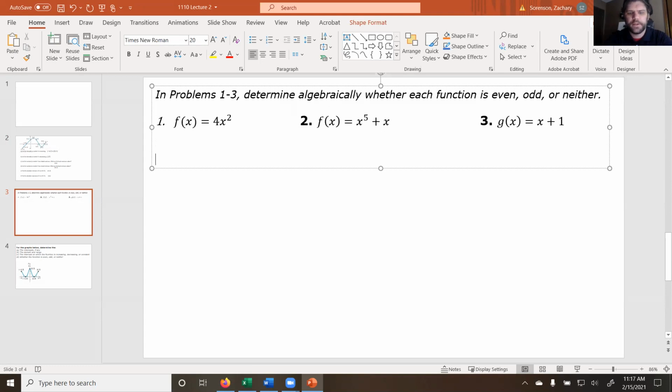Okay, so the tests are, if something is even, then my f of x is going to be equal to my f of negative x. If something is odd, then my negative f of x is equal to my f of negative x. And then otherwise, if it fails both of those tests, we say neither.